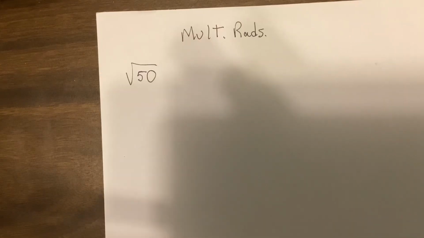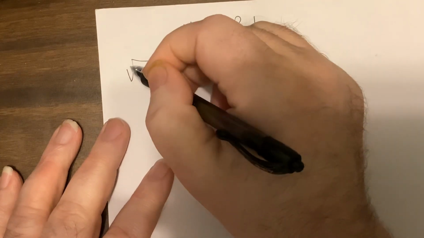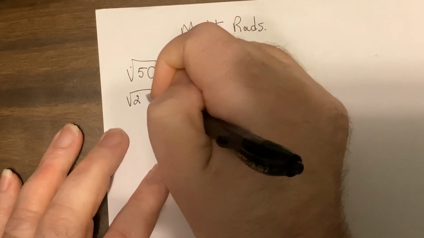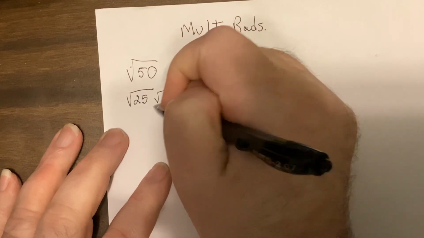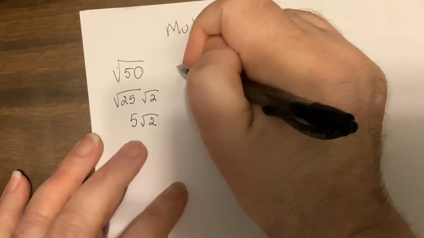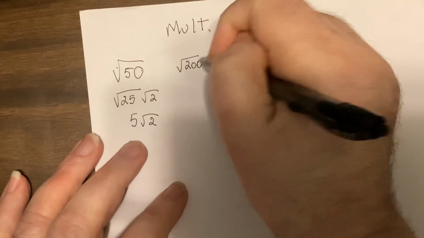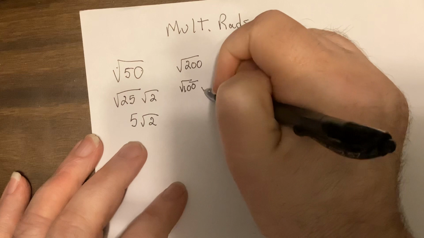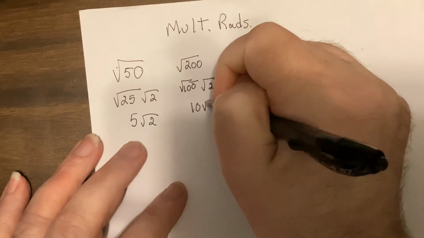To simplify the square root or any root of a number, you break that number up into the index power. So 50, the index is 2, so I need a perfect square. Well, 50 would be 25 and 2. So that would be 5 square root of 2. If I have the square root of 200, that would be square root of 100, because 100 is a perfect square, and 2. So that'd be 10 square root of 2.